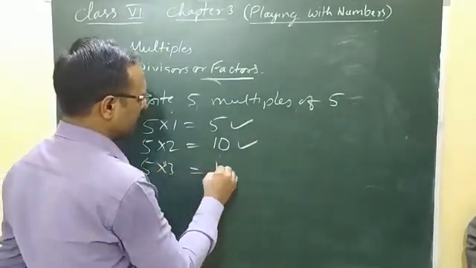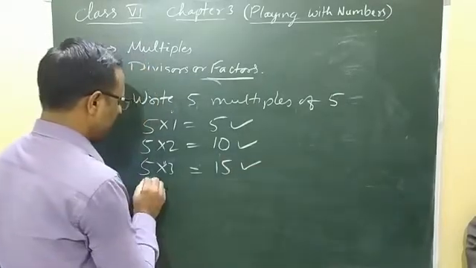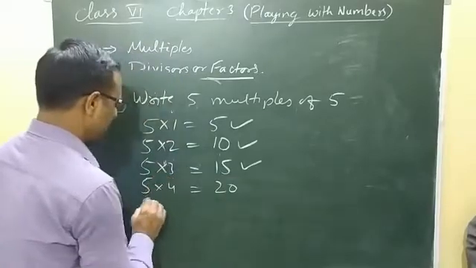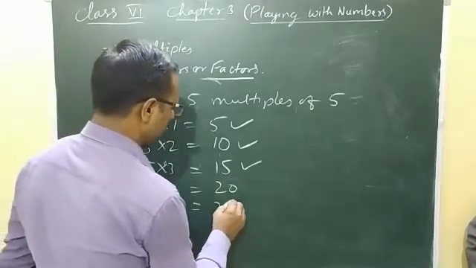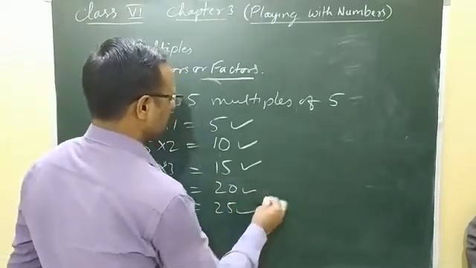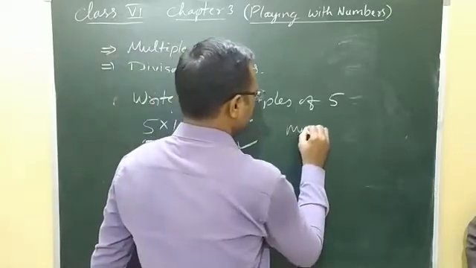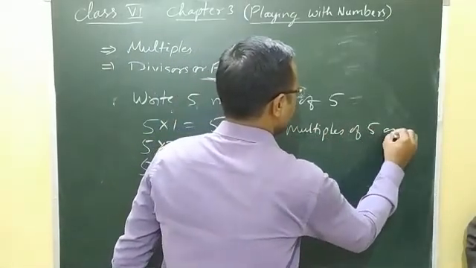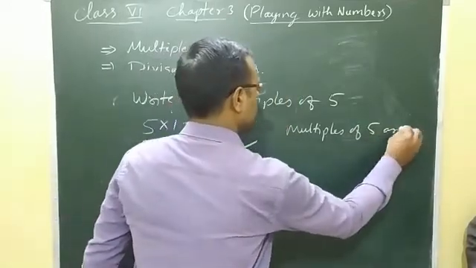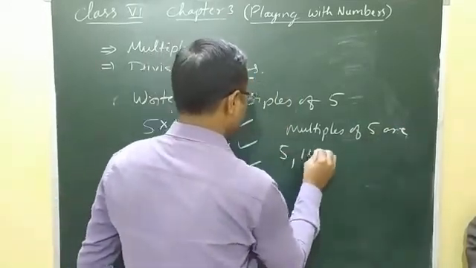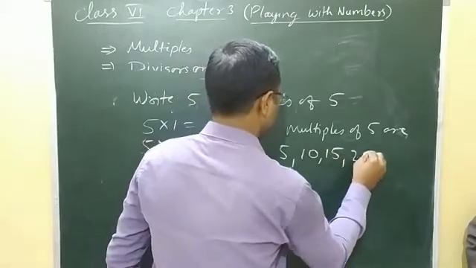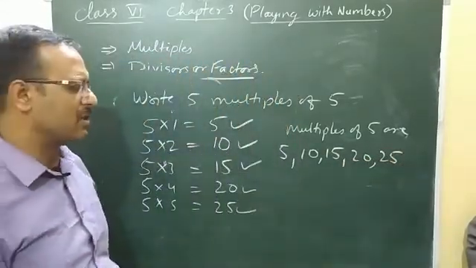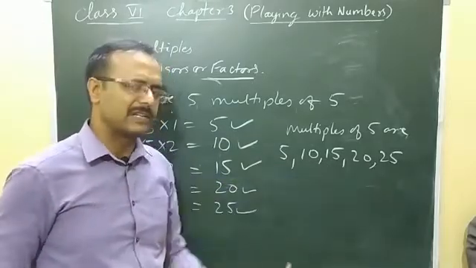Then the next number will be 15, and another number is 20, and then if you multiply by 5, you will get 25. So these are the multiples of 5. Multiples of 5 are 5, 10, 15, 20, 25. You can also write other answers. It is not necessary that you write this answer only.